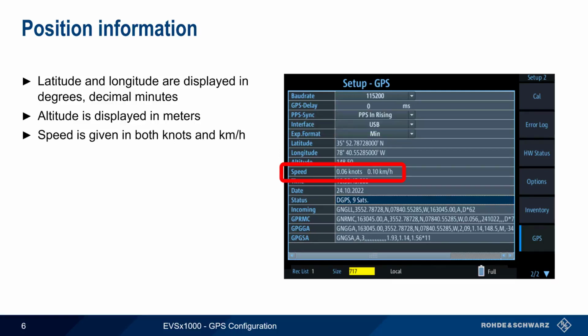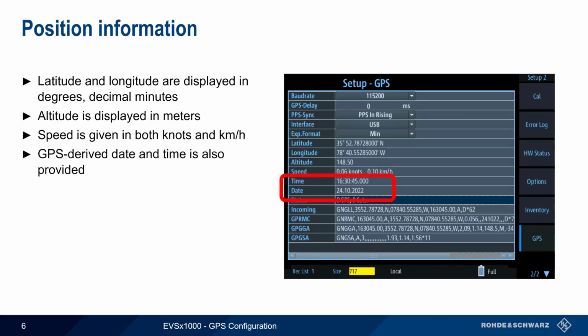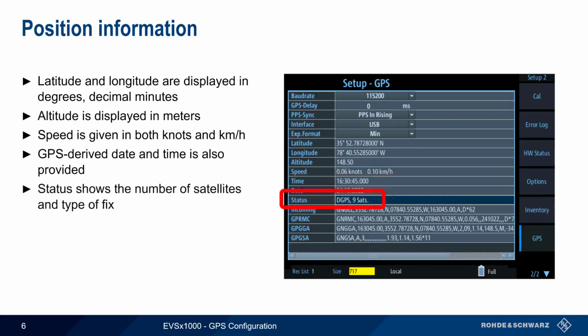In addition to location data, GPS is also used to derive date and time. And lastly, the number of satellites and the type of fix are displayed. Here, the abbreviation DGPS indicates that the information is based on differential GPS measurements.